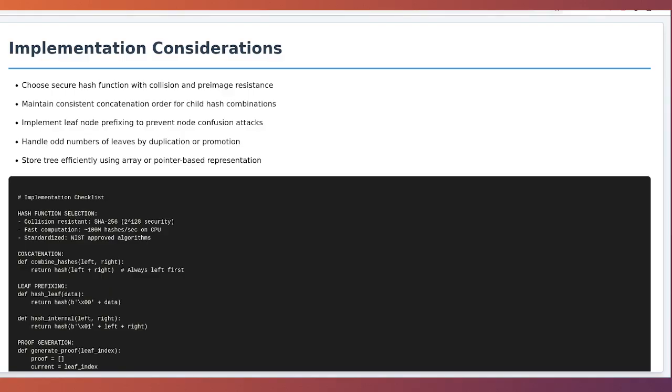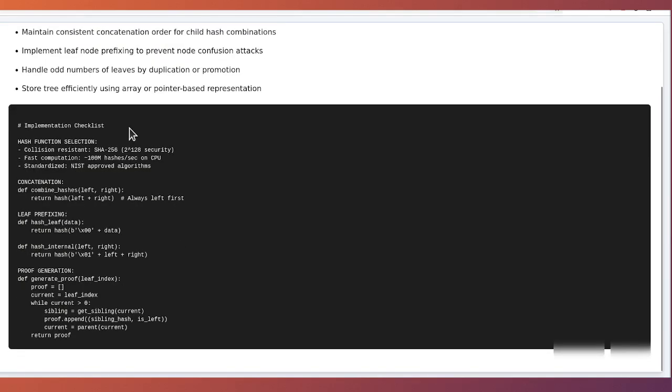Some systems use SHA-3 or Blake2 for different security performance trade-offs. The hash function must be collision-resistant and preimage-resistant to ensure security. Handling concatenation order matters. When combining two child hashes, should the left child come first or the right? You must be consistent and document the choice. Bitcoin always puts the left child first. Inconsistent ordering would produce different roots for the same data, breaking verification.